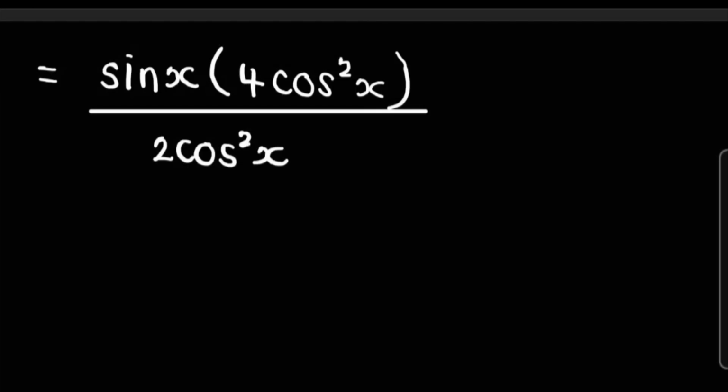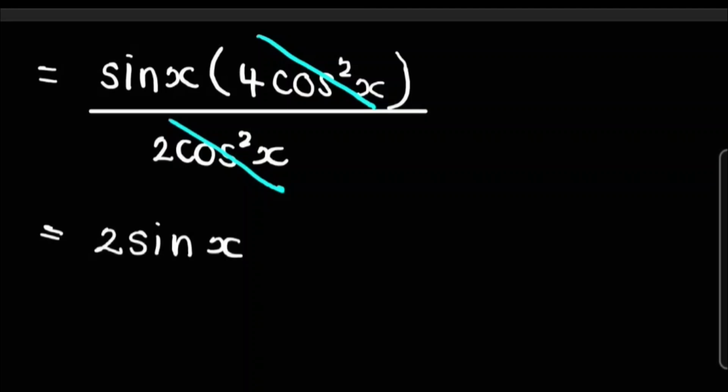What we now notice is that we have cos squared in this bracket as well as the denominator. They can cancel out with each other. The 4 and 2 can simplify as well. 4 over 2 is the same thing as 4 divided by 2, which gives us 2. And we're left with sine x. Now we have 2 sine x, and we cannot further simplify from here. So this is our final answer, 2 sine x.